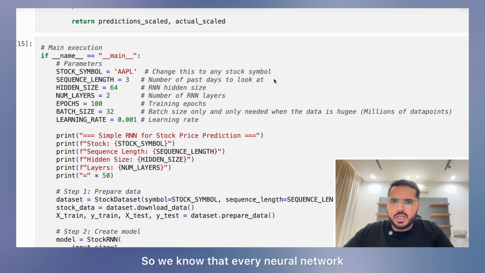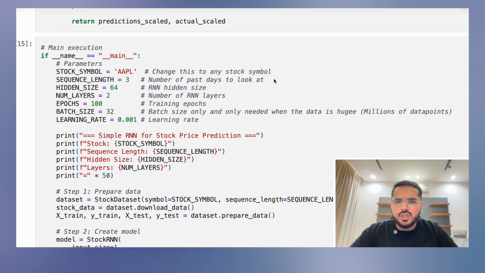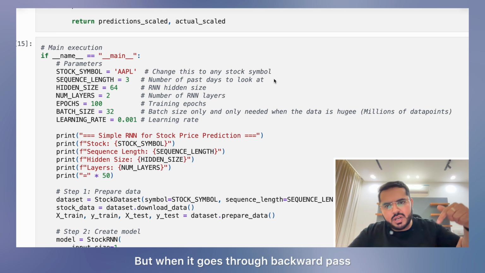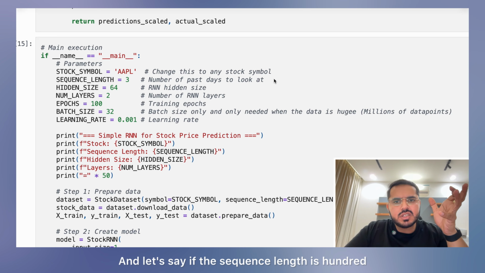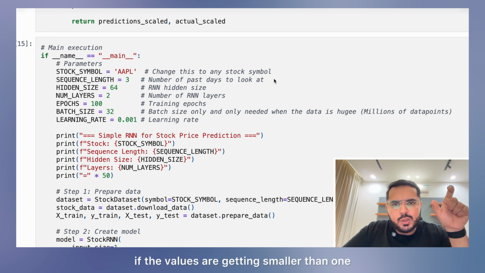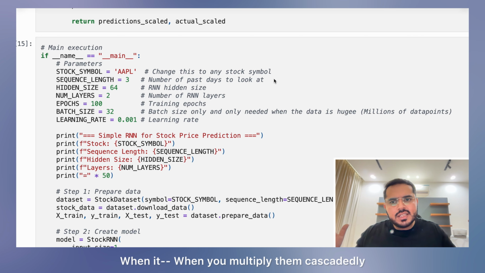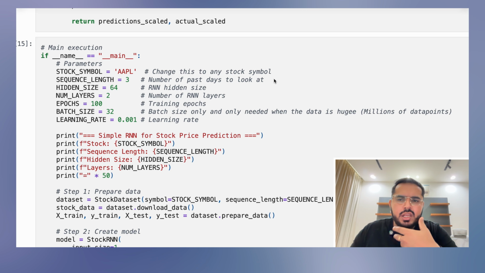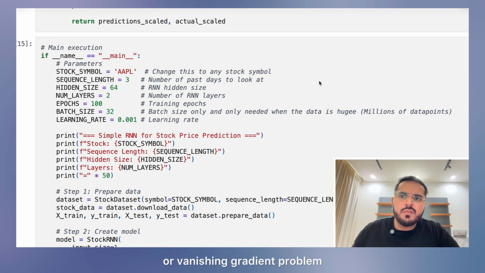Let's revisit: every neural network goes through a forward pass, computes loss, and does a backward pass. When an RNN goes through a forward pass, it goes nicely, we have no issues. But in the backward pass, the numbers get multiplied. Let's say the sequence length is 100. In the chain rule, if the values are smaller than 1, like 0.9, 0.8, 0.08, when you multiply them cascadedly 100 times, layer after layer, the product tends to 0. That is what we call weak gradient flow or the vanishing gradient problem.